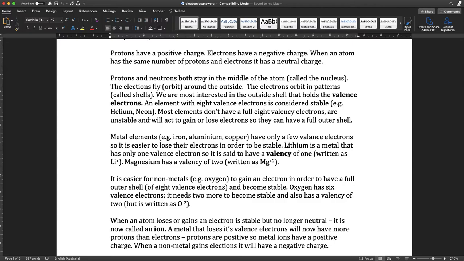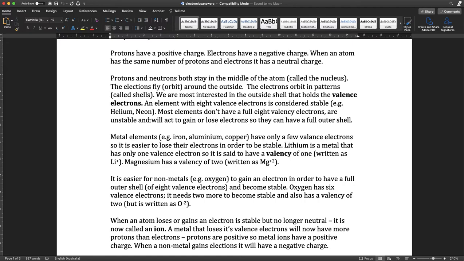Protons and neutrons both stay in the middle of the atom, called the nucleus. We know about that. Electrons fly around the outside or orbit. They orbit in shells. We're only interested in the outside shell, called the valence electrons. Now, most elements don't have a full 8 valence electrons. Helium and hydrogen are a little bit different, but we're going to say that 8 valence electrons is good enough for this course. It's going to get you through HSC engineering. To be honest, it's probably going to get you through the first 3 or 4 years of uni as well, but it depends on what course you do.